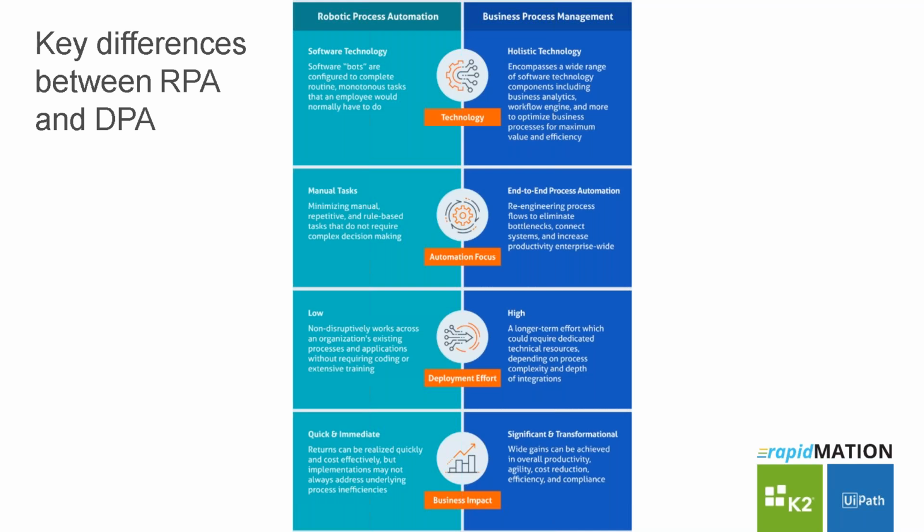Deployment of an RPA solution is typically non-disruptive as it works with existing applications and processes, whereas DPA is typically a longer-term effort that could require dedicated technical resources depending on complexity and integrations required. So your RPA solutions can provide quick and immediate gains, whereas the business impact of DPA solutions are usually significant and transformational with gains in overall productivity, cost reduction, and increased compliance.